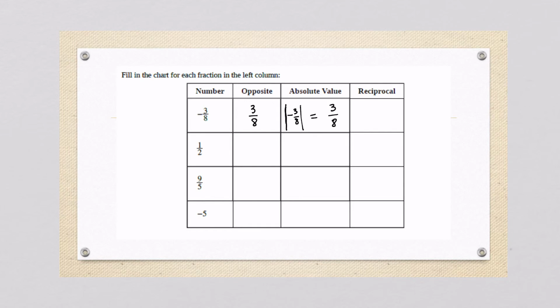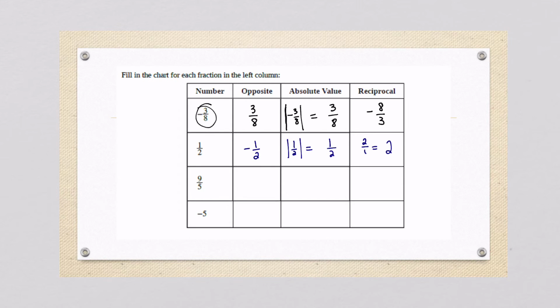The reciprocal just means flip it over, but keep that sign, and always go back to your original number back here. So I'm going to keep the negative, but I'm going to flip it over. Okay, so let's look at 1/2. The opposite of 1/2 is negative 1/2. The absolute value of 1/2 is, how far is 1/2 from 0? It is just 1/2 units. And the reciprocal of 1/2, just flip it over. So it's 2 over 1, which is the same thing as 2.